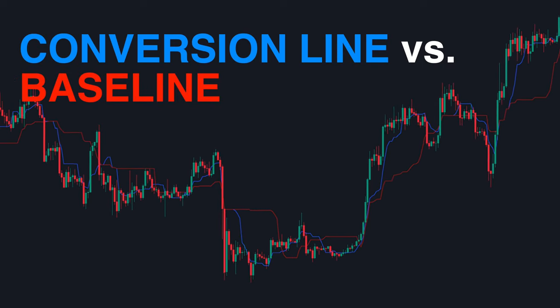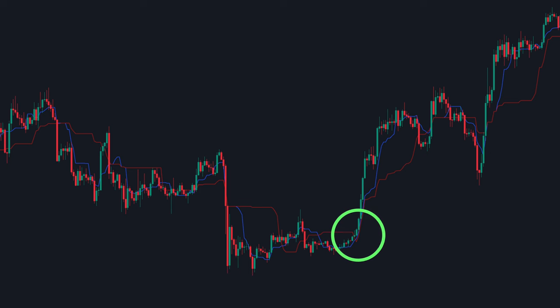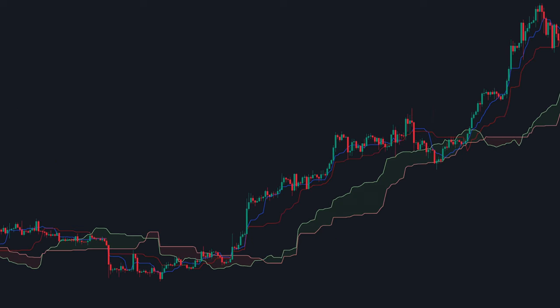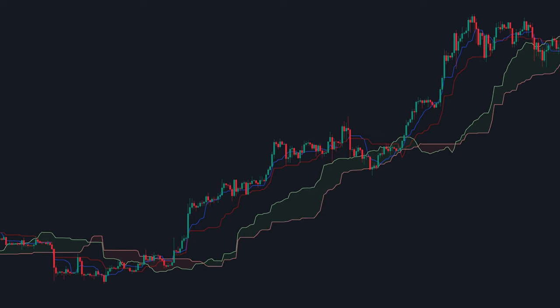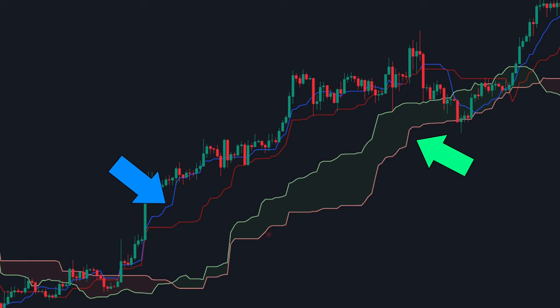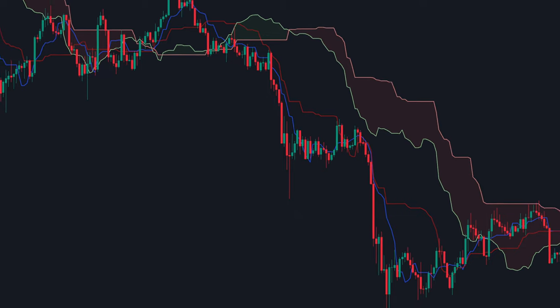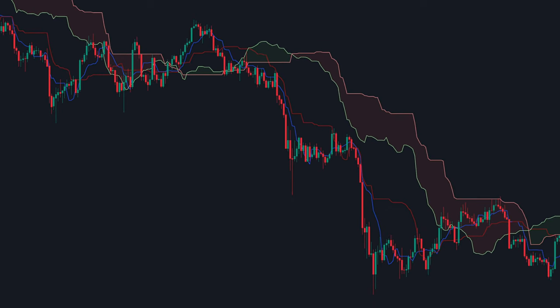Conversion line versus baseline. A crossover between the conversion line and baseline hints at a trend change or continuation. An upward crossover above the Kumo is potent, within it is neutral, and below it is weak. Now let's simplify things a bit. An ideal bullish trend sees the price above the Kumo, conversion line, and baseline with a thick green Kumo. Conversely, in an ideal bearish trend, the price is below the Kumo, conversion line, and baseline, with a thick bearish Kumo.